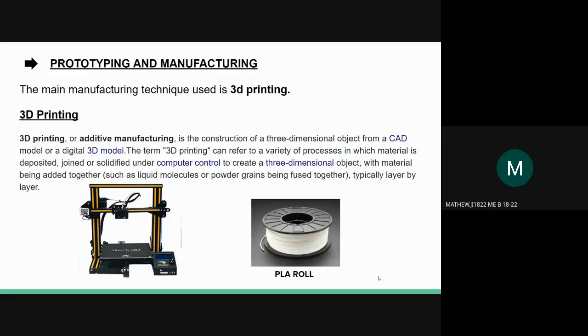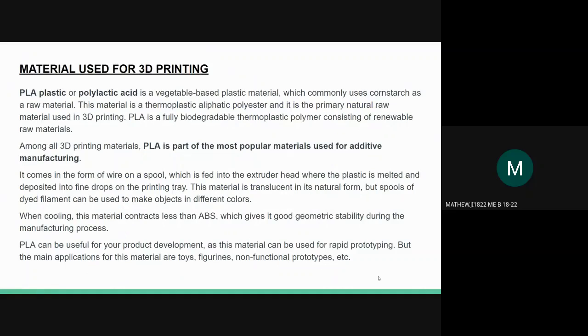Beneath, you can see a PLA roll, which is the material with which our project was 3D printed. The full form of PLA is polylactic acid. It is a vegetable-based plastic material. It is fully biodegradable and it is a thermoplastic polymer. PLA has good geometrical stability, so it is suitable for the manufacturing process.